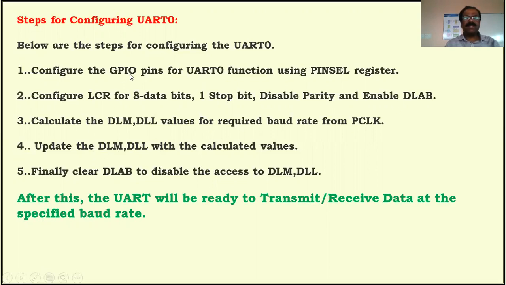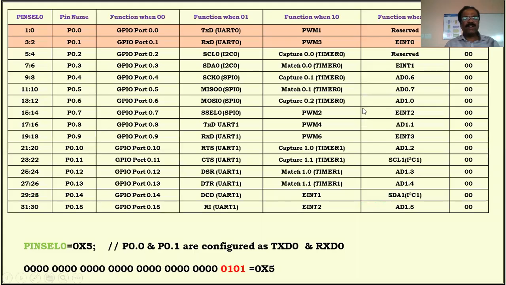Now, first I'm going to explain this step: configure GPIO pins for UART0 functions using the pin select register. We have the GPIO 0 block, GPIO 1 block. Now here we are talking about serial communication. Therefore, we need two pins: transmit data and receive data pins. Normally we have port pins. We have port 0. If you want to understand all this port properly, go through the previous video lecture. Then only you can understand this properly without any problem.